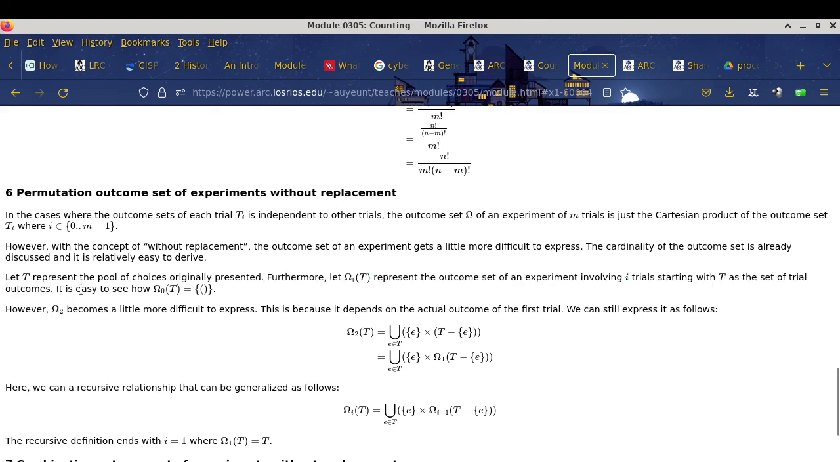So the first one is the base case. So the base case is, what about omega_0 of T? Okay, so we want to understand this notation first. So we are given a bag of 5 items. T has A, B, C, D in it. It's a set. And we are saying we have no trials. So without any trial, what is the set of the outcome of the experiment? Most people would say, oh, shouldn't it be the empty set? The answer is nope, it is not an empty set. Instead, it is a set that has an empty tuple in it.